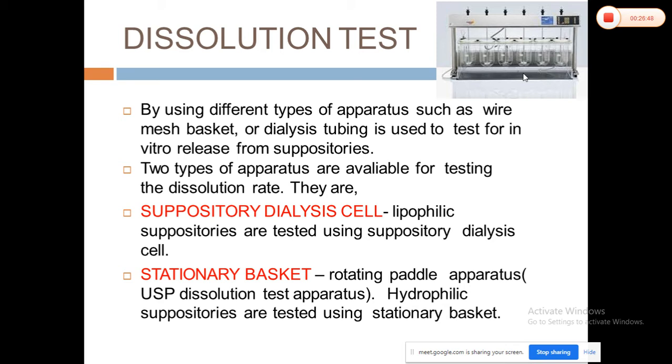So there are two types of apparatus available for testing the dissolution rate. One is the suppository dialysis cell. Mostly lipophilic suppositories are tested with the help of these suppository dialysis cells, and the hydrophilic suppositories are tested using the stationary basket. And this is our rotating basket or rotating paddle apparatus that we have in our lab also.